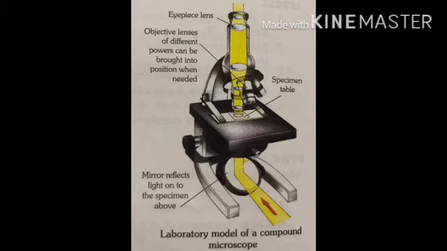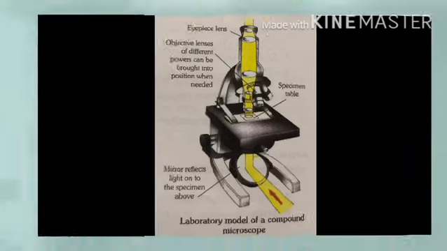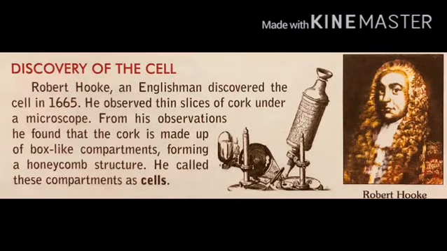Therefore, a compound microscope is used for testing blood, stool and sputum of patients. For the study of the cells and tissues of plants and animals, the specimen to be examined with a compound microscope is placed on the specimen table under the objective lens. Light is focused on the object by adjusting the eyepiece, and then we are able to see the magnified image of a cell.